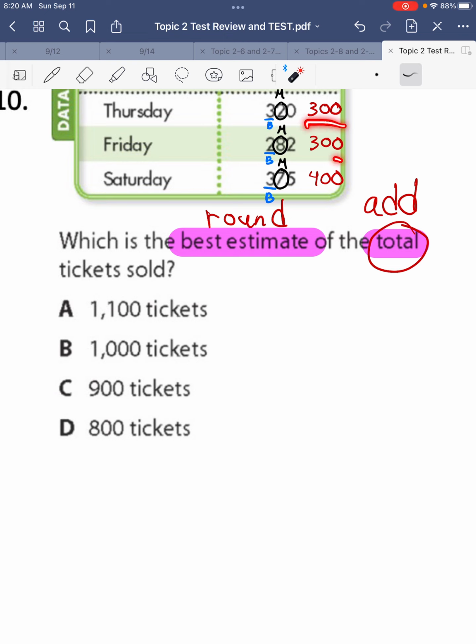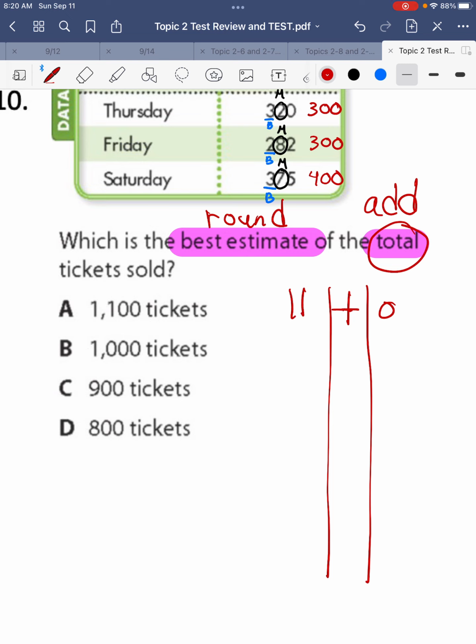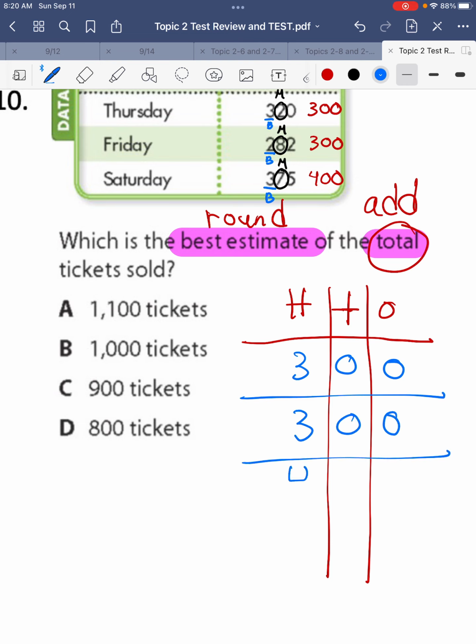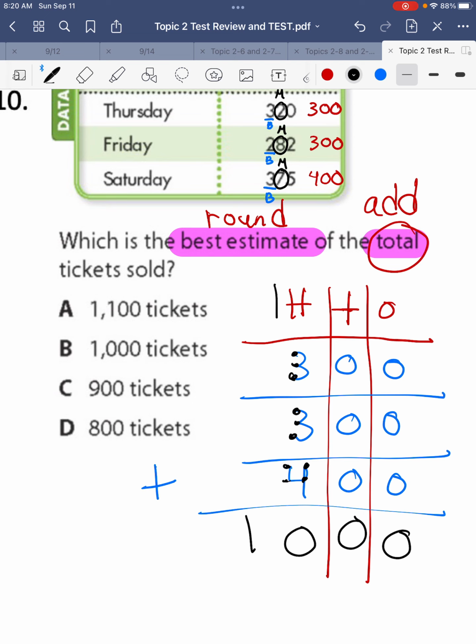They all go to the hundreds place, so my PVC chart's going to go to the hundreds. So I have ones, tens, hundreds, and I'm going to plug them in. So 300, 300 again, and 400, and I'm going to add. So 0 plus 0 plus 0 is 0, 0 plus 0 plus 0 is 0, 1, 2, 3, 4, 5, 6, 7, 8, 9, 10. I have an extra number, so that means I'm going to have an extra place value, the thousands, and my answer is 1,000.